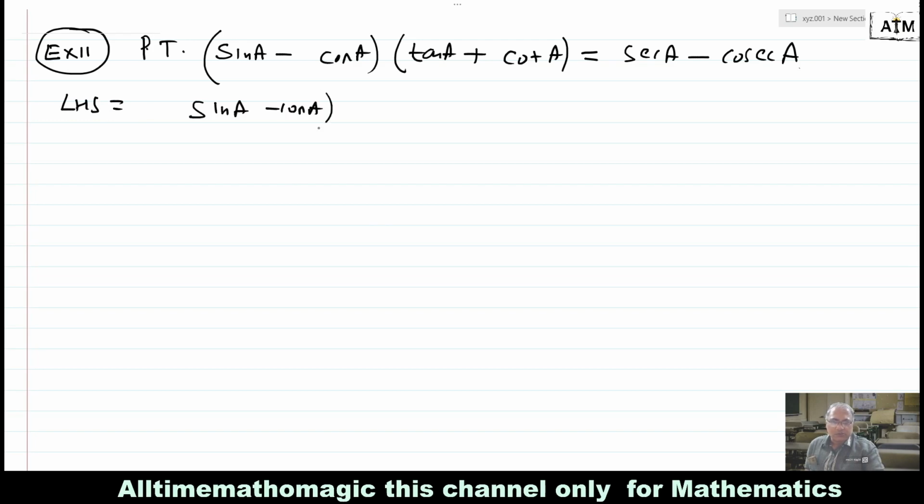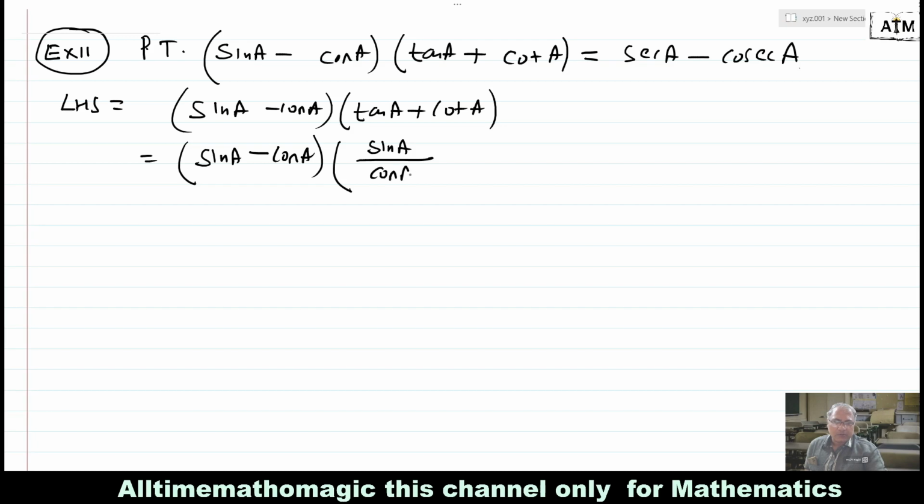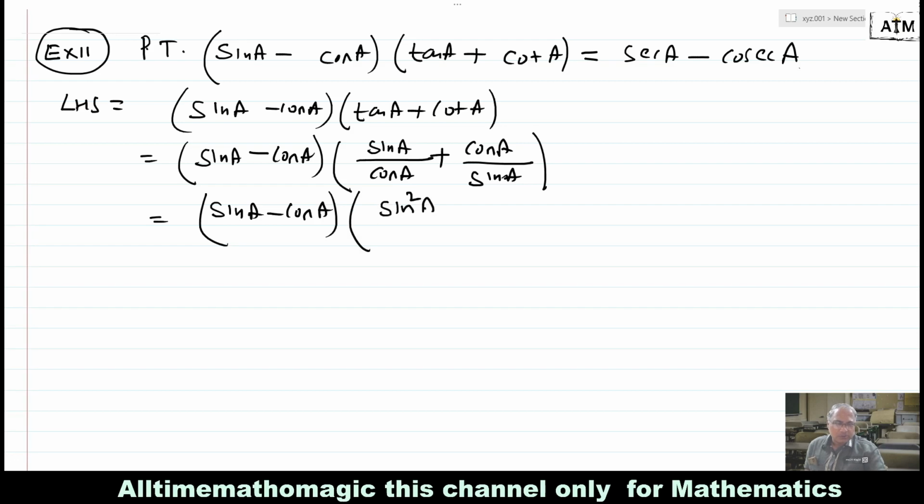(sin A minus cos A) multiplied by (tan A plus cot A) equals sin A minus cos A. Tan A can be written as sin A upon cos A and cot A can be written as cos A upon sin A. So sin A minus cos A, cross multiplication, sin square A plus cos square A upon cos A sin A equals sin A minus cos A.